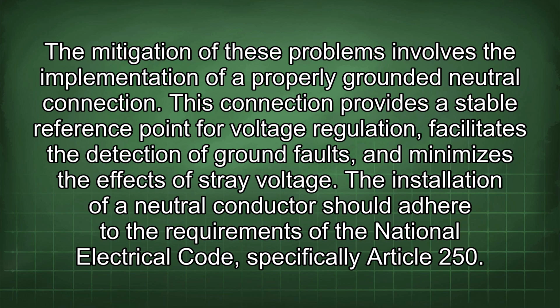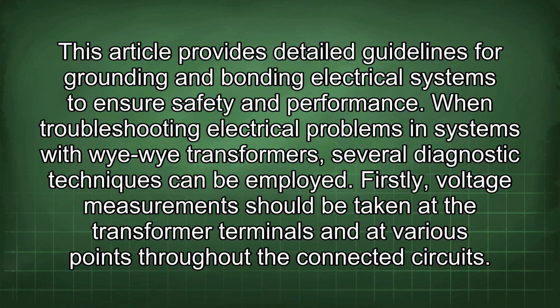This connection provides a stable reference point for voltage regulation, facilitates the detection of ground faults, and minimizes the effects of stray voltage. The installation of a neutral conductor should adhere to the requirements of the National Electrical Code, specifically Article 250. This article provides detailed guidelines for grounding and bonding electrical systems to ensure safety and performance.